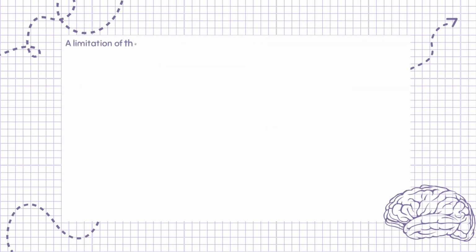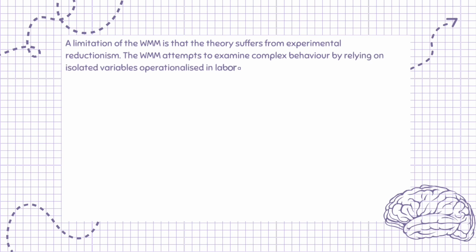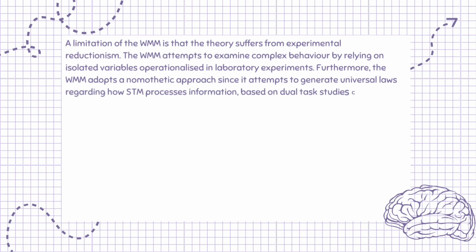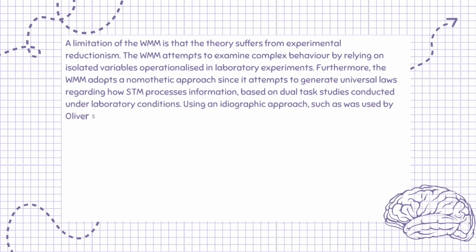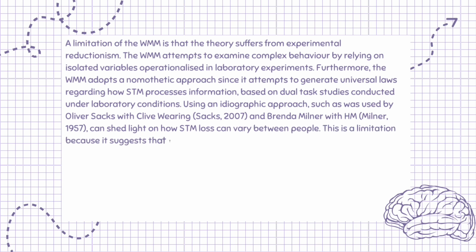A limitation of the working memory model is that the theory suffers from experimental reductionism. The working memory model attempts to examine complex behavior by relying on isolated variables operationalized in laboratory experiments. Furthermore, the working memory model adopts a nomothetic approach since it attempts to generate universal laws regarding how short-term memory processes information, based on dual task studies conducted under laboratory conditions. Using an ideographic approach, such as was used by Oliver Sacks with Clive Waring, Sacks, 2007, and Brenda Milner with H.M., Milner, 1957, can shed light on how STM loss can vary between people.